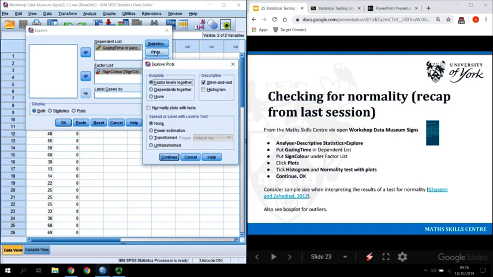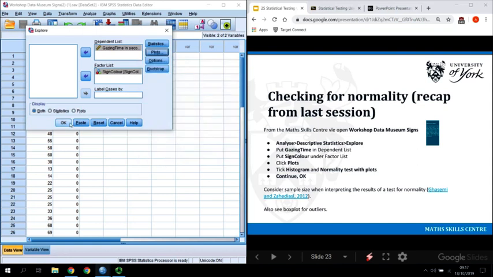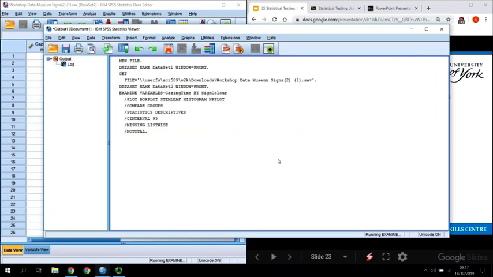Then we're going to click Plots, and if we tick this box here next to histogram, we're going to get a graph. We're going to get 2 graphs in fact. And if we tick this box here, normality plots with tests, it's going to run 2 Shapiro-Wilk tests for us, which will give us the answer, and it will tell us whether we've got normal distribution or not. Click Continue and OK, and we'll get an output window popping up.